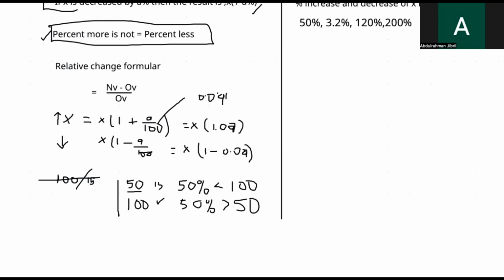Because our reference value here is 50. Now, you have to increase 50 by what? 100% to get your 100. So that is telling us that 100 is actually 100% more than 50, or greater than 50. I hope you get that.